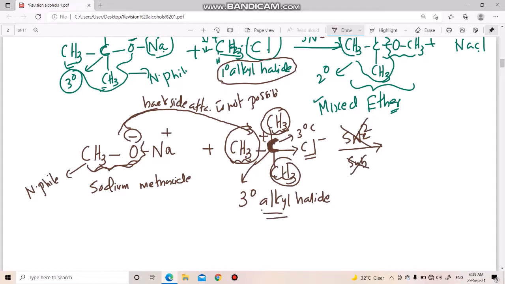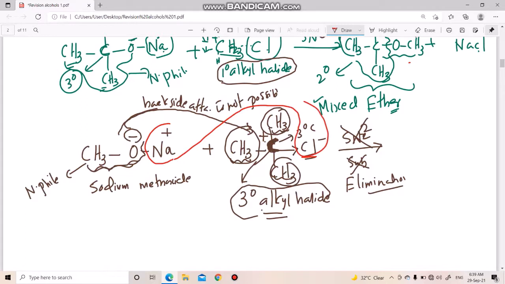Instead of substitution, elimination reactions will take place. So please listen, students. In case of tertiary alkyl halide, due to steric effect, SN2 reaction will not take place. Instead of SN2, elimination reaction takes place. Okay, and how elimination? Listen here. This Na plus and this Cl minus form NaCl. So one byproduct is NaCl, just like previous examples.